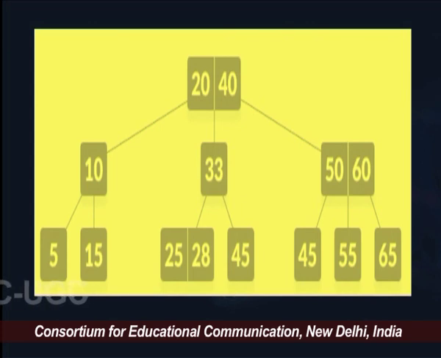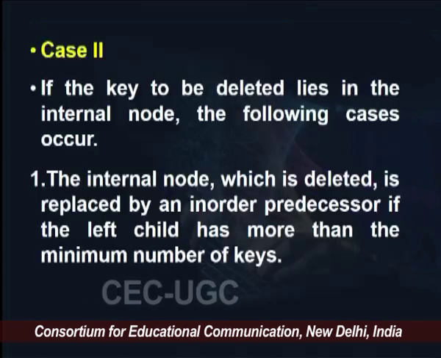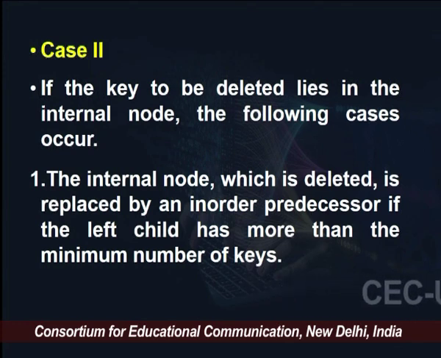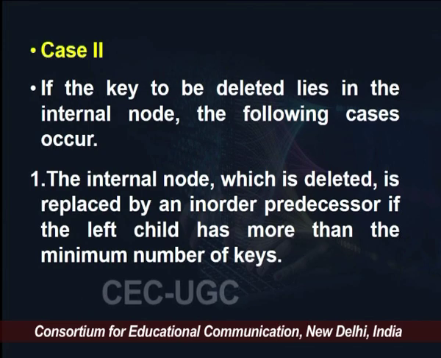Now the situation is like this: 33 in the parent node, on the left we have 25 and 28, and on the right we have 45. This makes our tree sorted in terms of number of keys, number of nodes, and also its search property. It is also balanced. Now this was the case where we have seen two subparts. The case was that the key to be deleted lies on the leaf node. One case was underflow is triggered, another case was underflow is not triggered. So we have seen both situations.